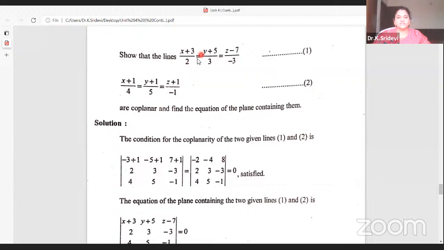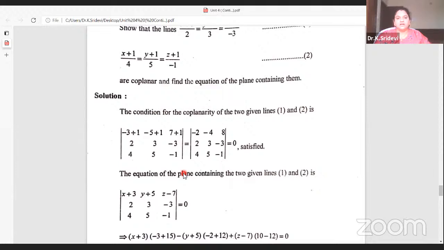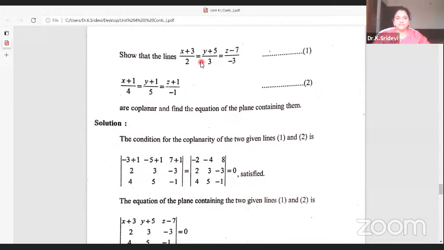Show that the lines, this one and this one, are coplanar and find the equation of the plane containing them. So what is the procedure here? First observe the first line: (x plus 3) by 2 is equal to (y plus 5) by 3 is equal to (z minus 7) by minus 3. Similarly, the second line is (x plus 1) by 4 is equal to (y plus 1) by 5 is equal to (z plus 1) by minus 1. From these two equations, first we have to show that these two are coplanar.